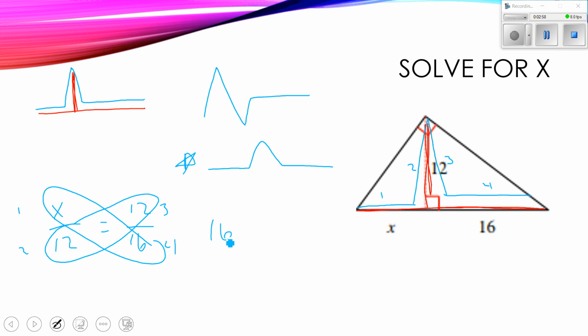We get 16x equals 144, or we divide and we get x equals 9. And we've appropriately solved for x. So remember, your tip-off is that when you trace your hypotenuse, the longest side in the big triangle, and that altitude, that's called heartbeat. So anytime I say heartbeat, I'm referring to this pattern right here.